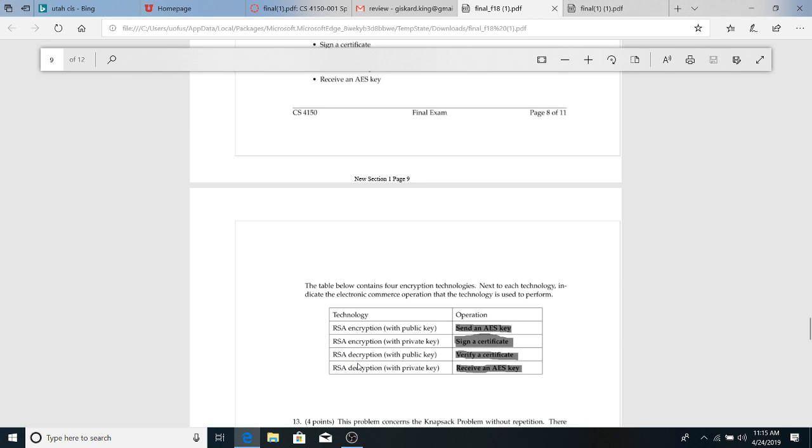And then decrypting it with a private key, that's trying to decrypt a message that was meant only for me. Someone encrypted it with my public key, and I'll decrypt it with my private key. Any questions on that one? So that's just another high-level overview of what RSA does.